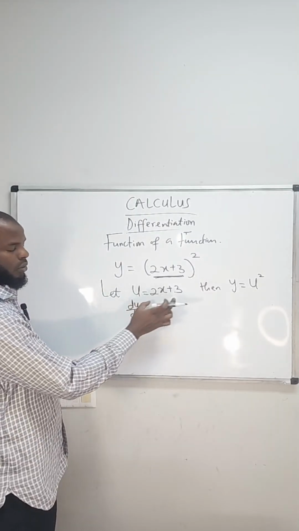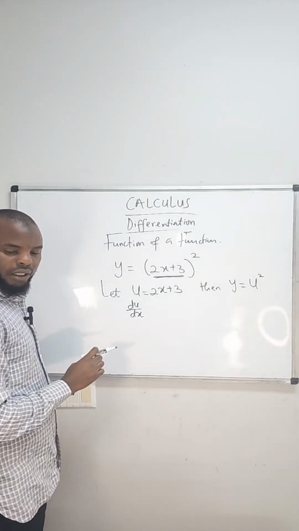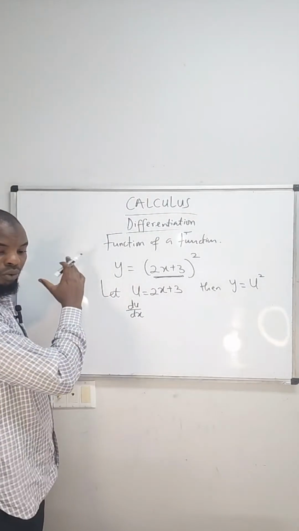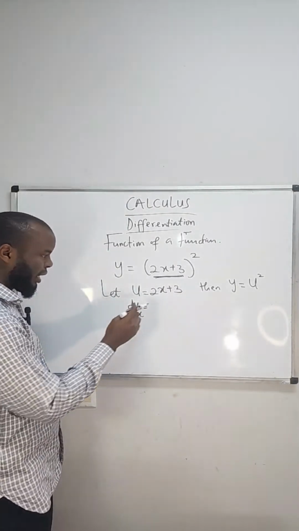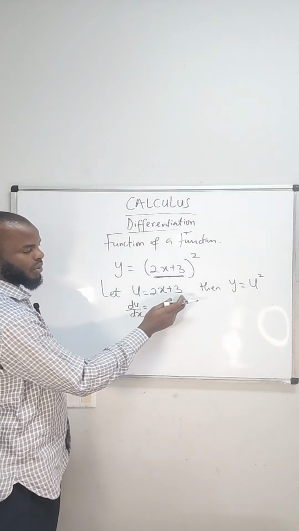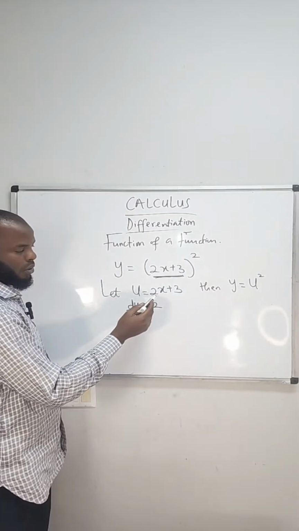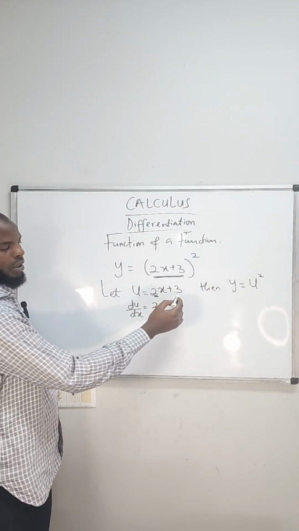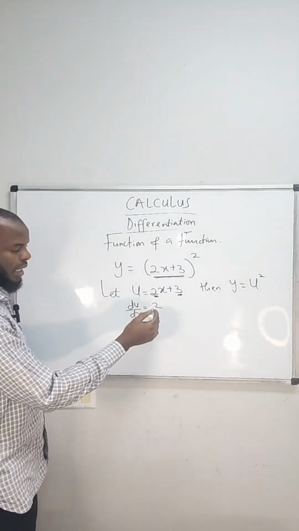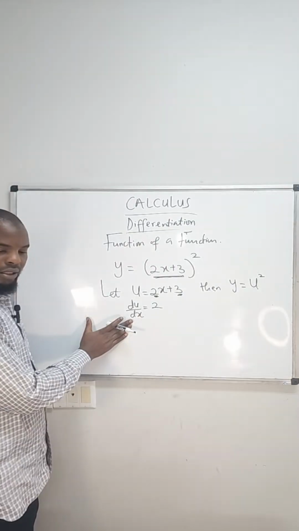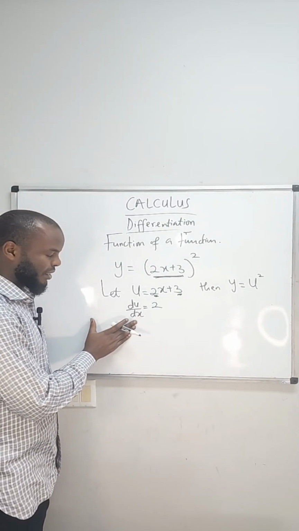This is a function of u with respect to x. So the same way we did the previous one is the same way we're going to do this. Okay? So here, if you differentiate 2x plus 3, it is the same thing as 2. The 3 is a constant, so it goes to 0. So if you differentiate, you only have 2. This is differentiating u with respect to x.